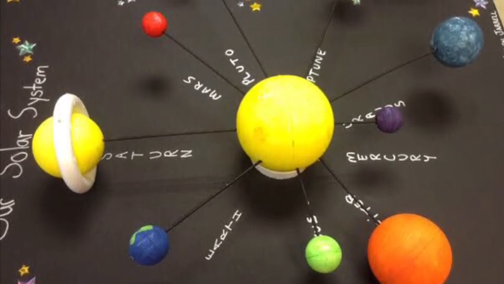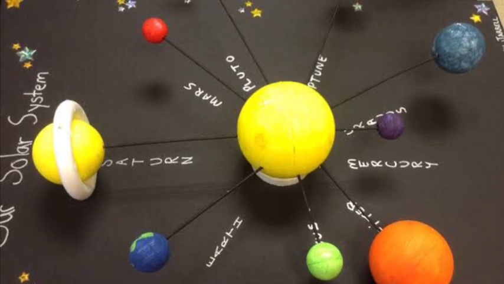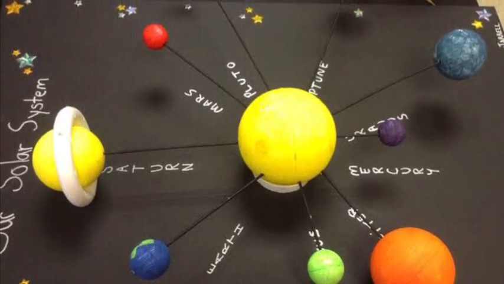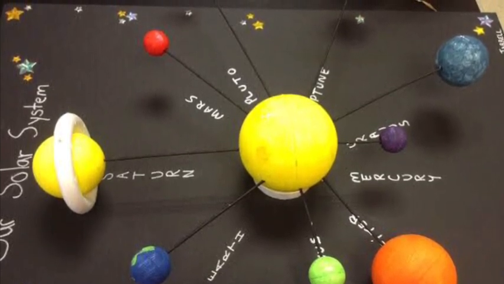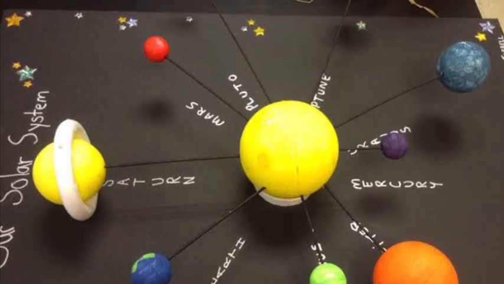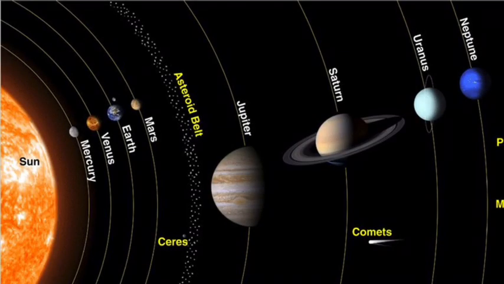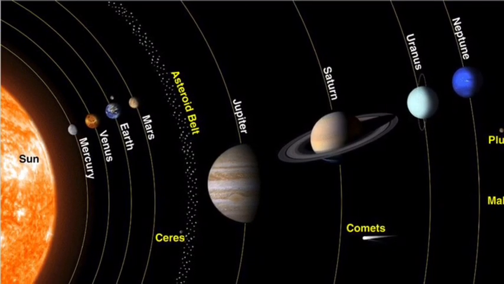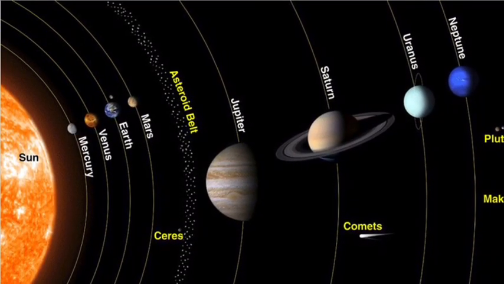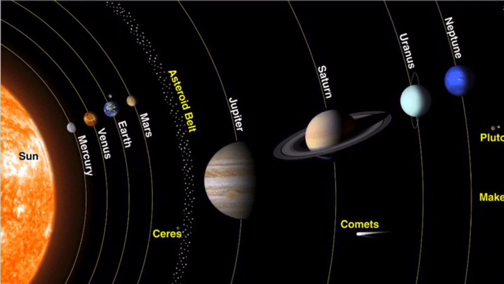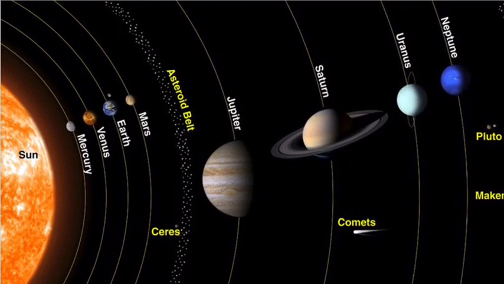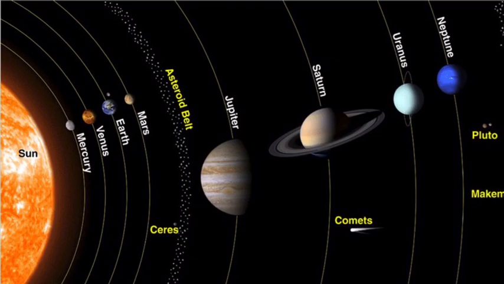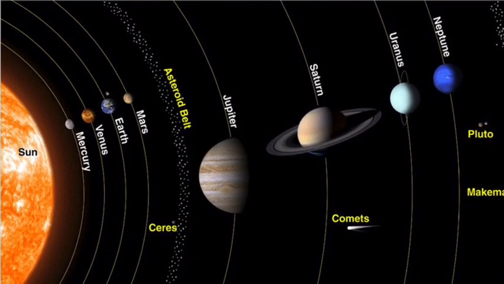Now let's talk about planets. There are 8 planets that travel around the sun in our solar system. Together with the sun, these planets make up our solar system. The planets are in motion and travel around the sun in oval-shaped paths called orbits. So each planet travels in its own orbit.